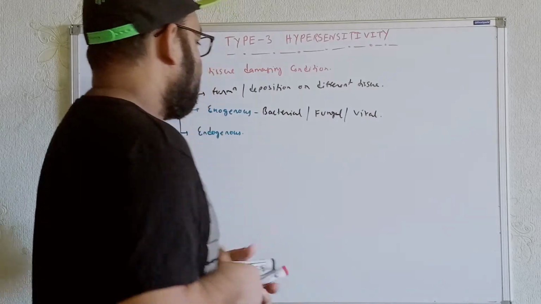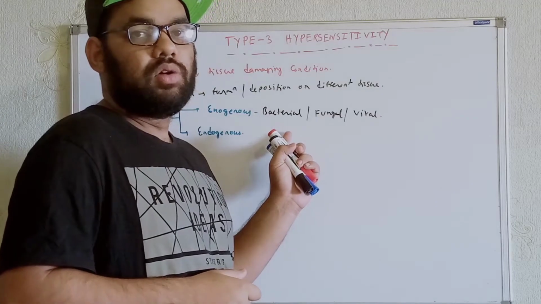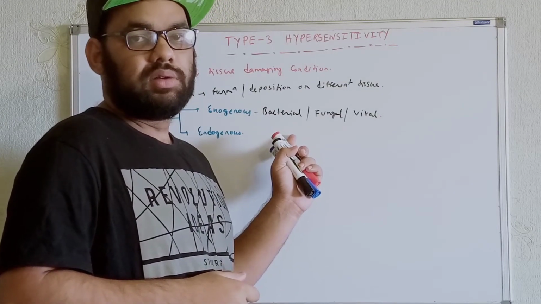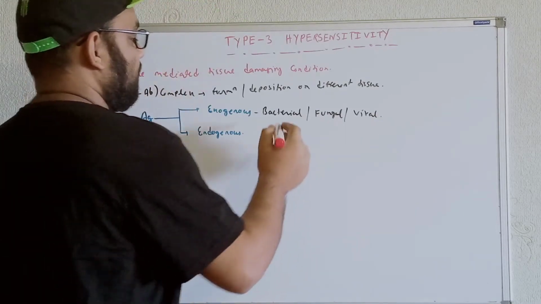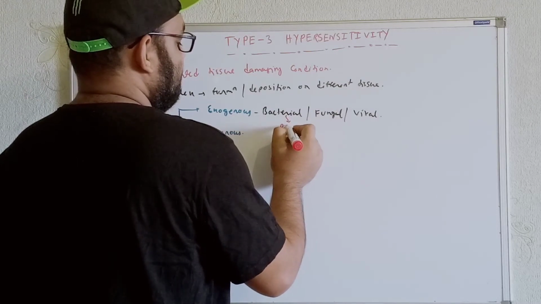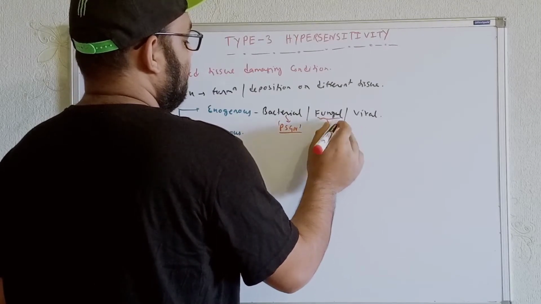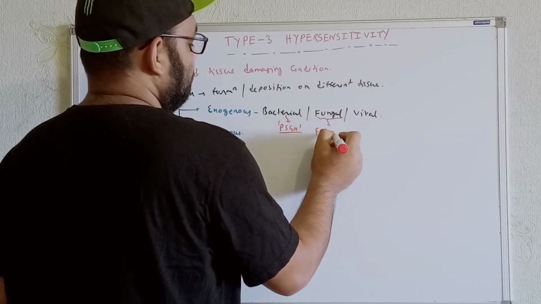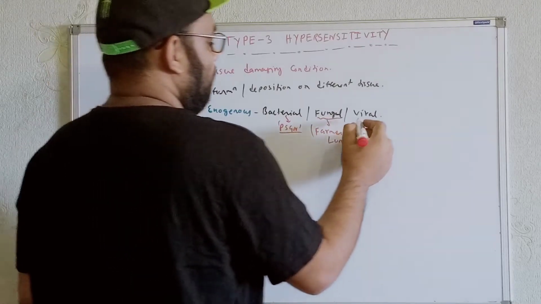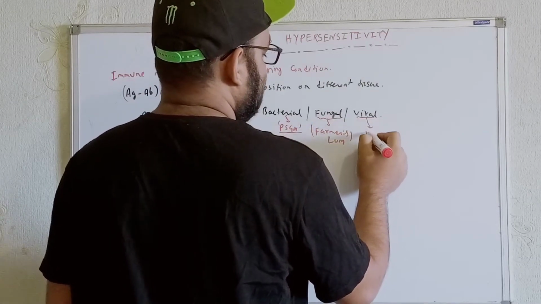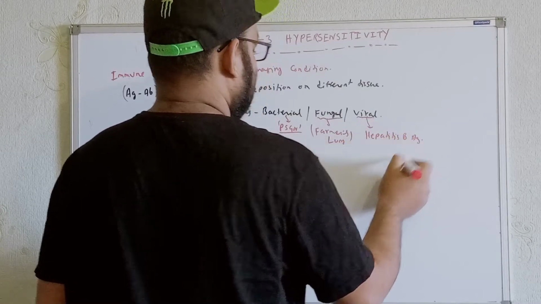If we talk about bacterial antigens, try to understand from the disease PSGN, post-streptococcal glomerulonephritis, where the antigens are formed against the glomerular basement membrane. For fungal antigens, we can get farmer's lung. For viral antigens, let's take the hepatitis B antigen. And what about the endogenous?